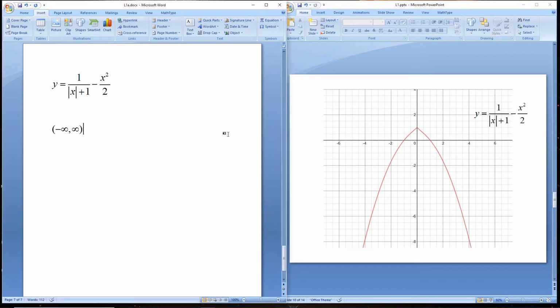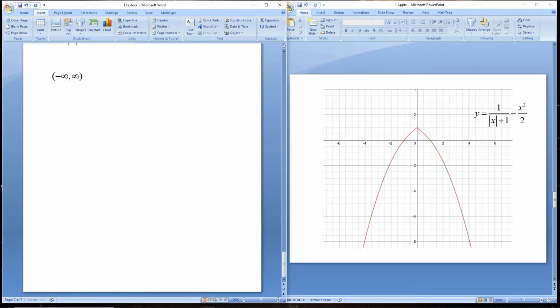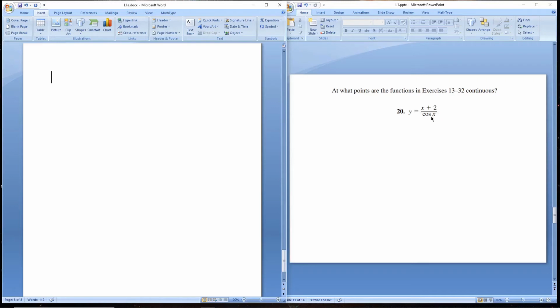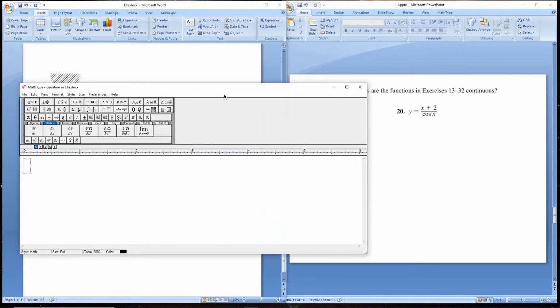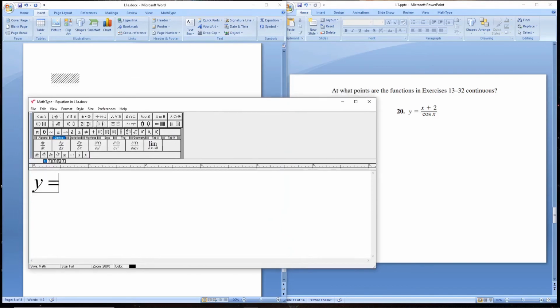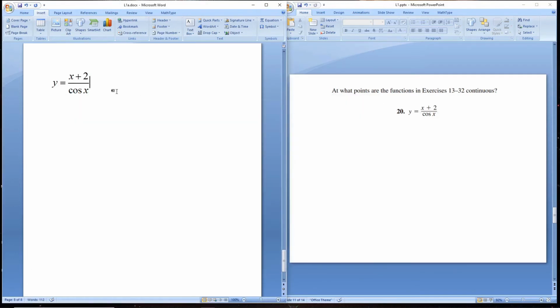So let's check out a trig function. At what points is this continuous? And now the easier thing to do here is to determine where it's discontinuous and then omit those points. And we're going to be looking for division by 0. That's pretty much our telltale sign of something to investigate. So here's our function. And when do we have division by 0?